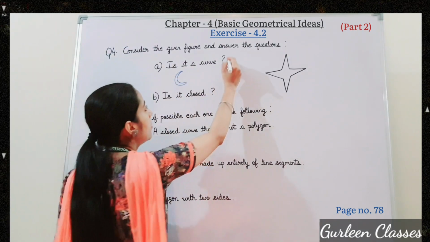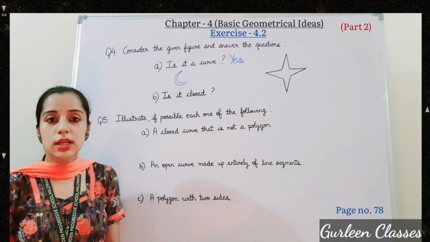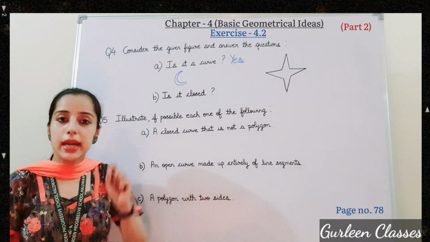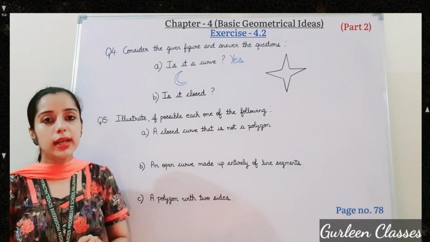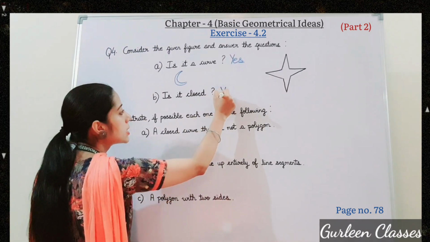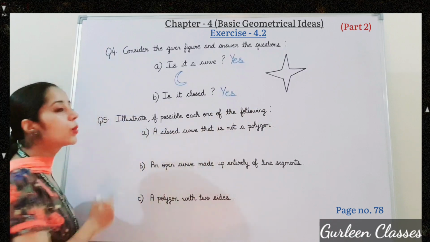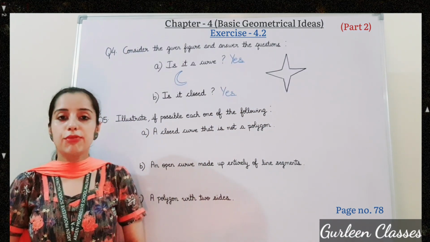So right here, yes. B bar, is it closed? They have the starting and end point and it is not open from anywhere. Their end points are joined. So yes, it is closed. Now 5th question, illustrate if possible each of the following with a rough diagram.